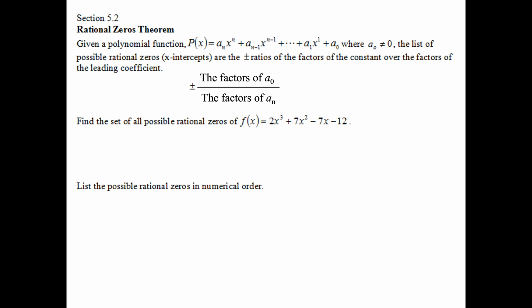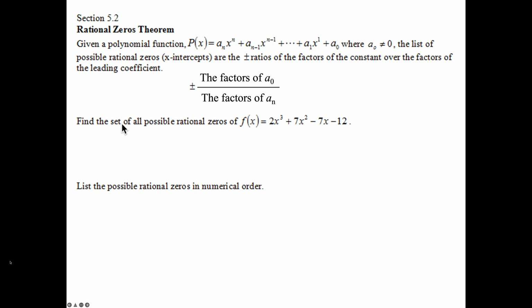The list of possible rational zeros, your x-intercepts, are the positive and negative ratios of the factors of the constant over the factors of the leading coefficient. So you take the constant, you write down all its potential factors. You take the leading coefficient, you write down all its potential factors, and you build fractions, and you make them plus or minus, and those are your possible rational zeros, your possible x-intercepts.